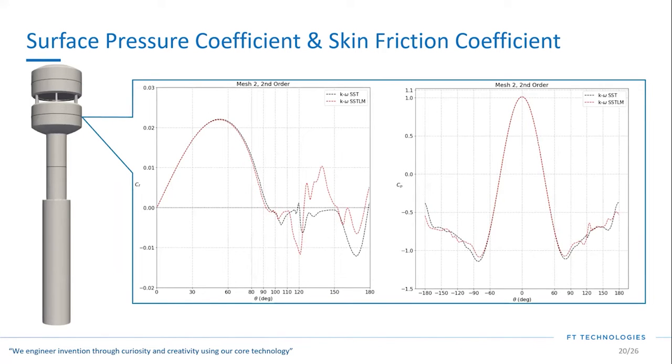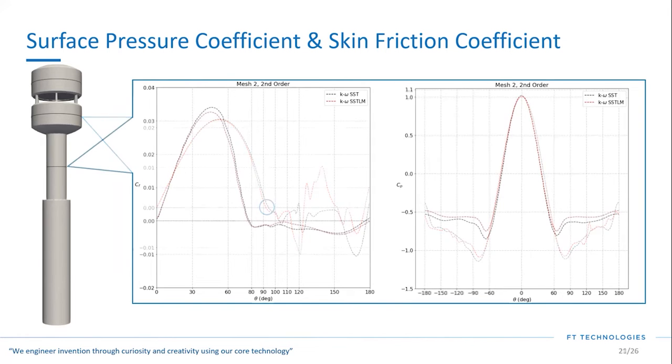Moving down to the next portion, the big takeaway here is that there is a shift in the separation point from 80 to 90 degrees, turbulent flow around this region of the sensor. And then moving down further, shifted back to a laminar separation point of around 80 degrees.